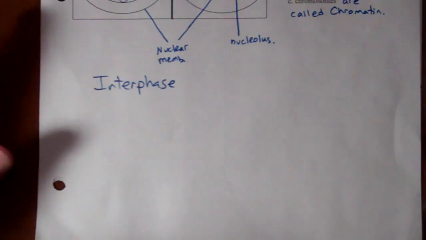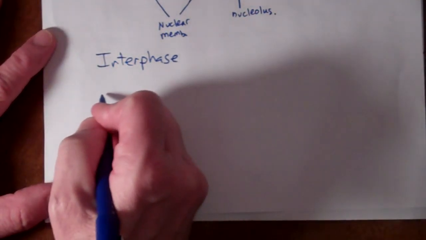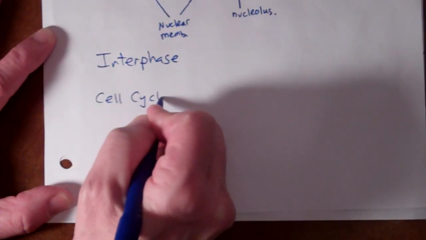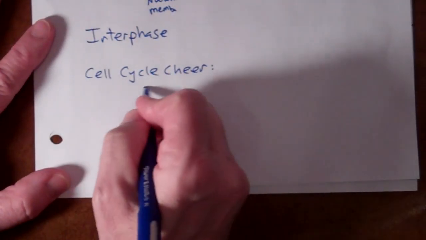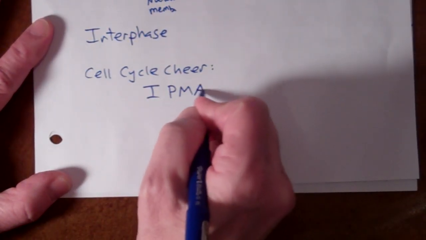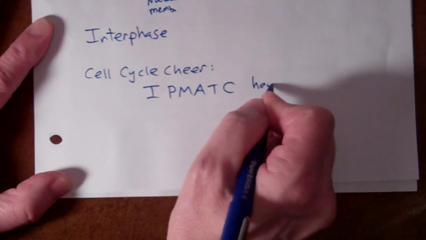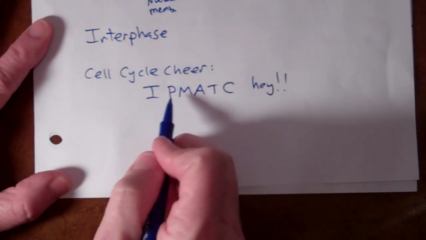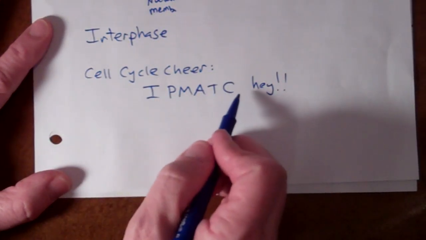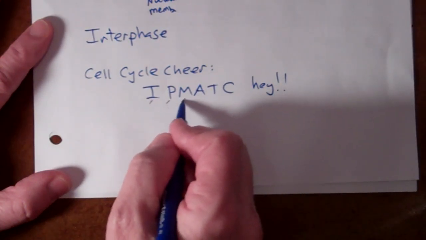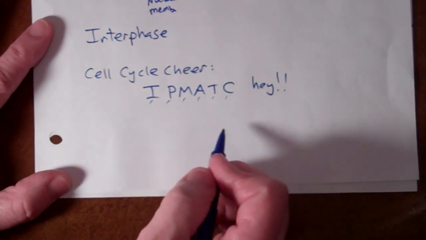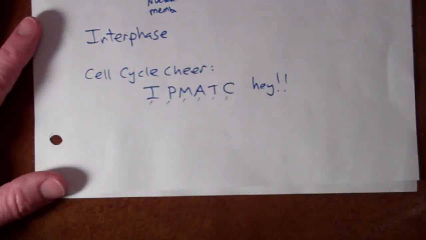Now let me teach you the cell cycle cheer. The cell cycle cheer is: I, P, Met, C, hey! I, P, Met, C, hey! Interphase, prophase, metaphase, anaphase, telophase, cytokinesis, and then the whole thing starts over again.